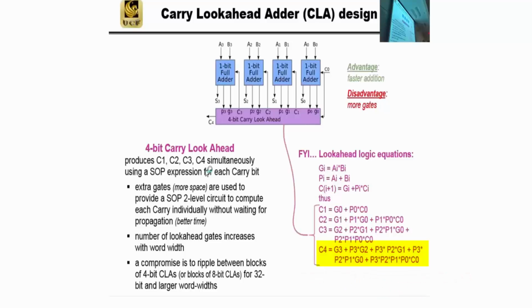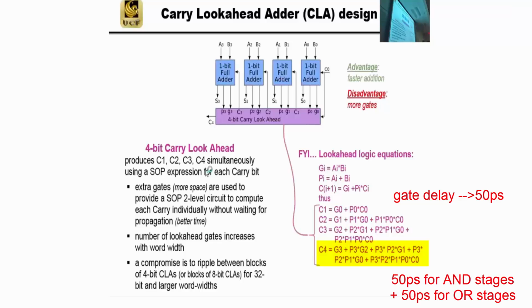How long does it take to generate C4 in a carry look-ahead adder? 50 picoseconds. Say it, go ahead. 50 picoseconds. You're halfway there. 50 picoseconds, so this is an AND gate, so that's 50. Then you have to OR them together. So it's 100 picoseconds, which we said is 0.1 nanoseconds. Compare that to ripple carry.